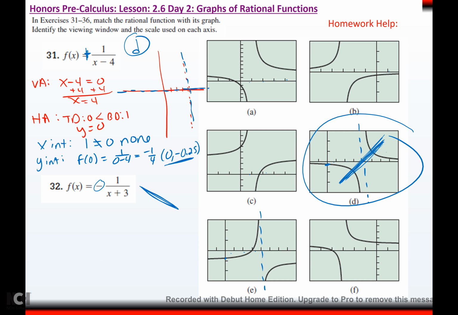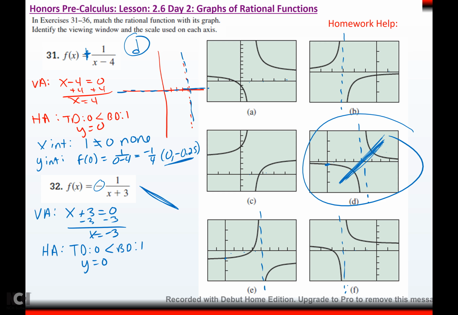For 32, I'm looking for a vertical asymptote: denominator equal to 0, minus 3, x equals negative 3. My horizontal asymptote: the top degree is 0, the bottom degree is 1. Top is smaller than bottom, so y equals 0. So I'm looking for an asymptote at negative 3. 1, 2, 3, there's 1. And 1, 2, 3, there's 1.